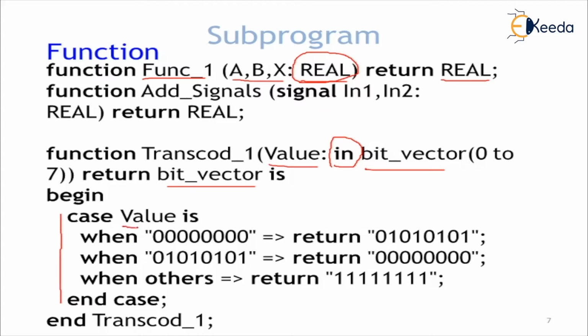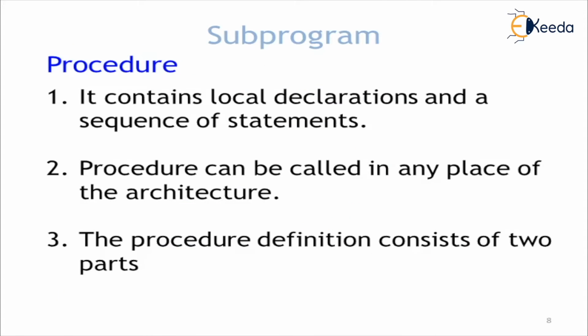Case, when the case value becomes this one, when it comes this, it will return this value. So when the incoming value comes all zeros, then it will return a bit vector of the same type. Bit vector means same data type, returns 0 1 0 1 0 1. So like that it returns the value. So like that functions are declared in VHDL.